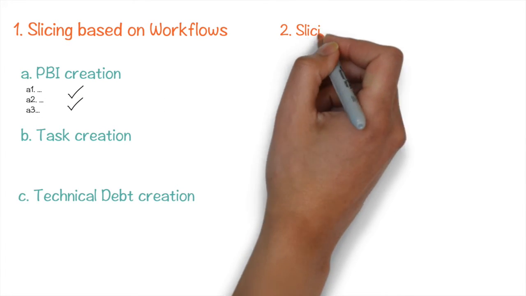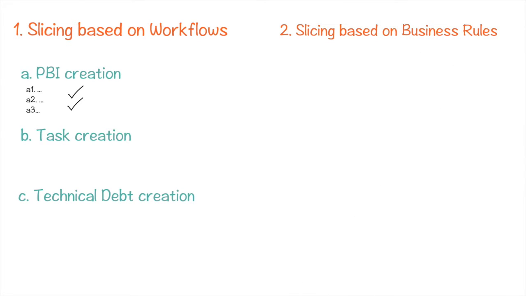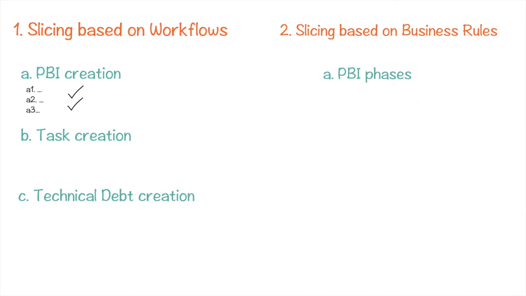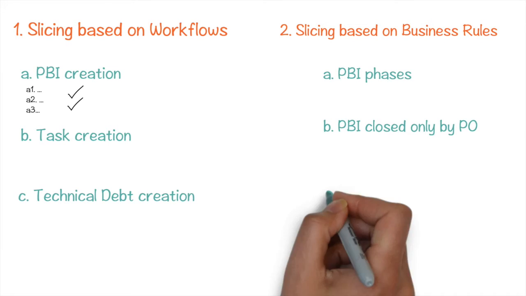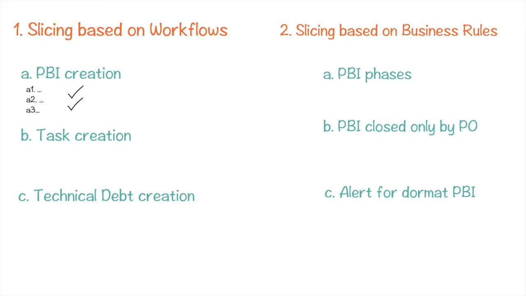Another way is to think of the business rules and slice your PBIs along them such that you implement a subset initially and keep adding them in eventual sprints. For example, business rules may be A. PBI should go through the following phases of open, in progress, invalidation, validated, and closed or reject. B. A PBI should be closed only by the PO. C. If a PBI is in a dormant state for more than 3 weeks, an alert should be sent to the assignee and PO, etc.